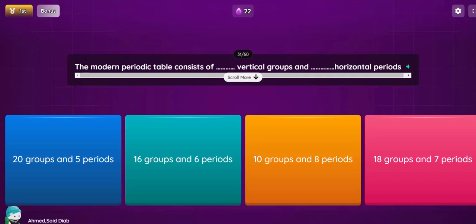Question: the modern periodic table consists of vertical groups and horizontal periods. Option 1: 20 groups and 5 periods. Option 2: 16 groups and 6 periods. Option 3: 10 groups and 8 periods. Option 4: 18 groups and 7 periods.